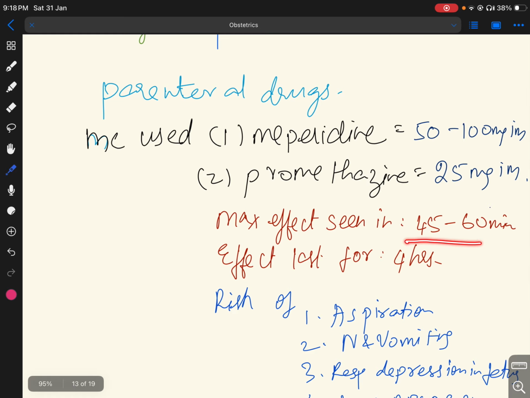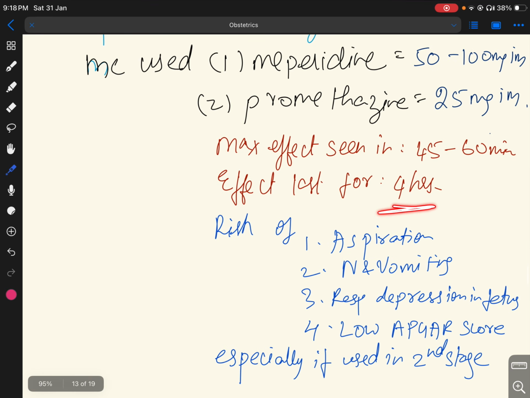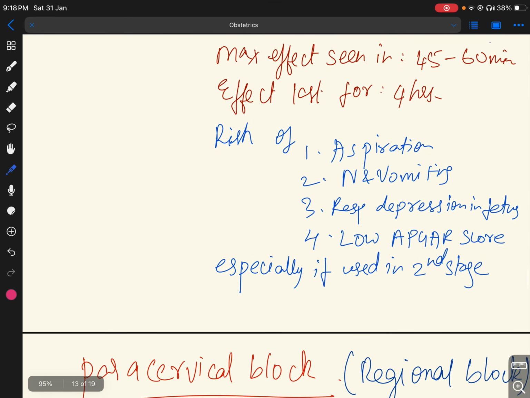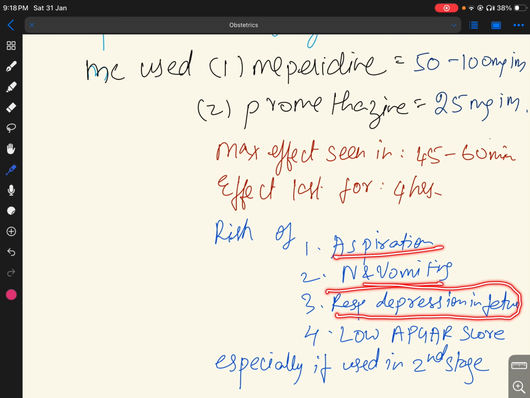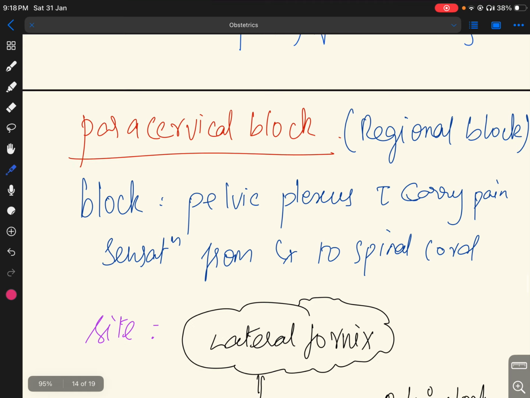Maximum effect is seen in 45 to 60 minutes. Effect lasts for 4 hours. If they are given an IV, there is a higher chance of developing aspiration, nausea, vomiting, and respiratory depression in the fetus, with a lower Apgar score, especially if used in the second stage of labor.